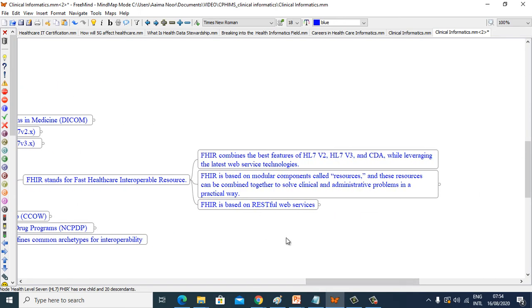FHIR combines the best features of HL7 version 2, HL7 version 3 and CDA. CDA stands for Clinical Document Architecture, while leveraging the latest web services technologies. FHIR is based on modular components called resources, and these resources can be combined together to solve clinical and administrative problems in a practical way.